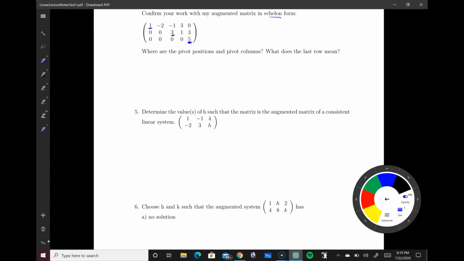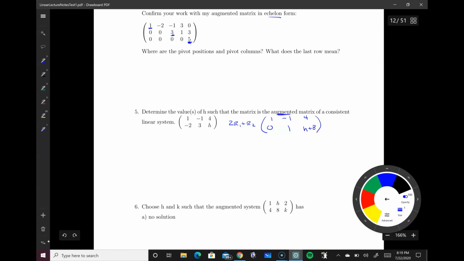All right, let's play with some more with h's and k's. So again, we have to do a little bit of row operations here. So I multiply 2 times row 1 and add it to row 2. So I get a 0, multiply by 2 and add. So that would give me a 1, and this would give me an h plus an 8.